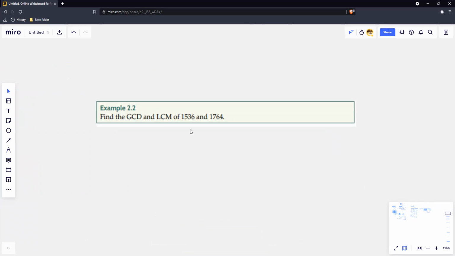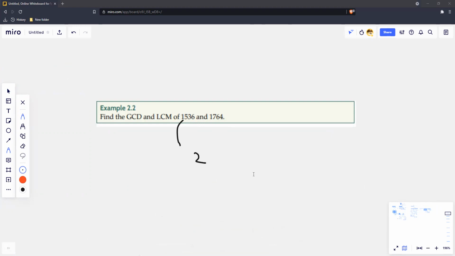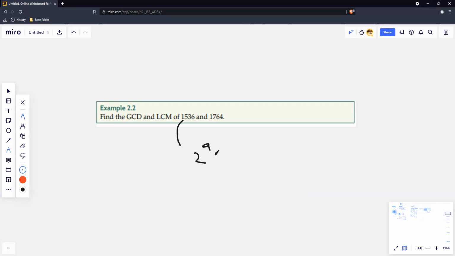Find the GCD and LCM of 1,536 and 1,764. This is intended to not use the Euclidean algorithm. So let's use the basic definition, what I first taught. First we factorize these. For simplicity's sake, I'll just write it down so we don't spend 5 minutes dividing by all possible numbers under the square root of 1,536. Basically, this is equal to 2 to the power of 9 times 3, and you can try it with your calculator.